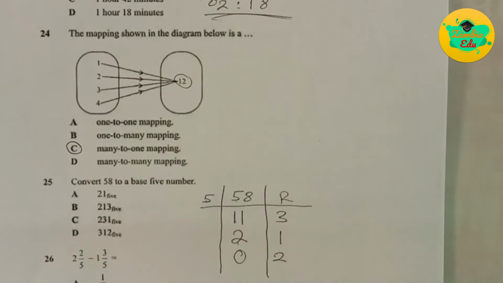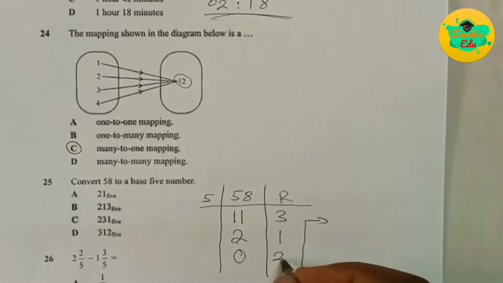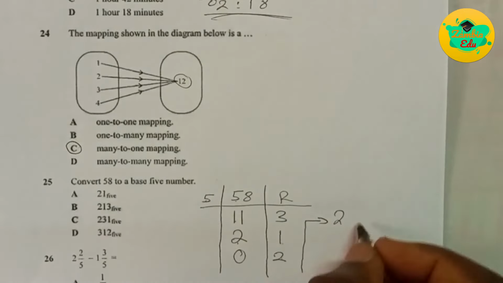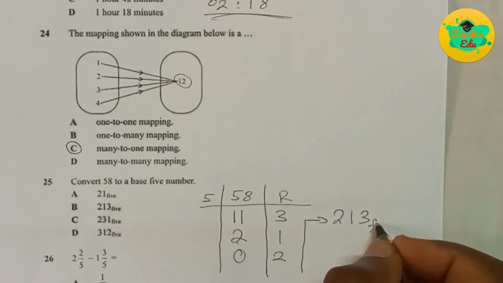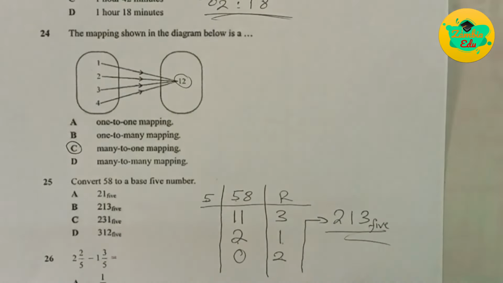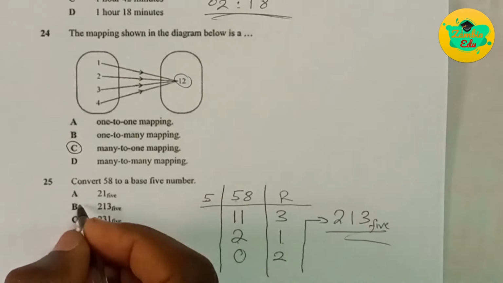To get our answer in base 5, we pick up the numbers starting from the bottom going upwards. So we start with 2, 1, 3. That's our base 5. 2, 1, 3 as base 5. And we see that as option B.